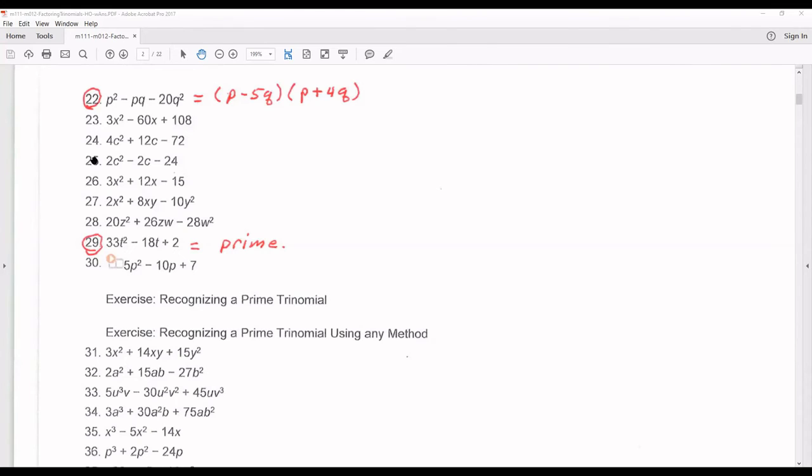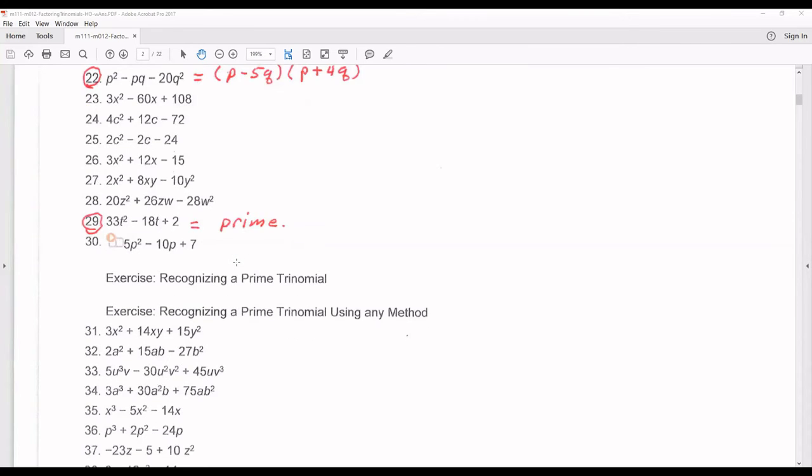Number 22, p minus 5q, p plus 4q. Number 29 is prime. It will not factor.